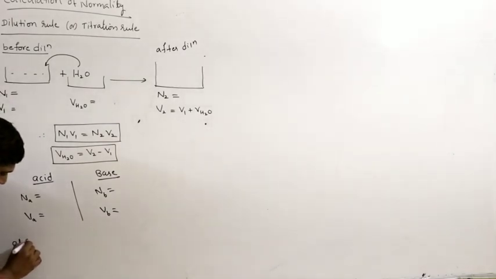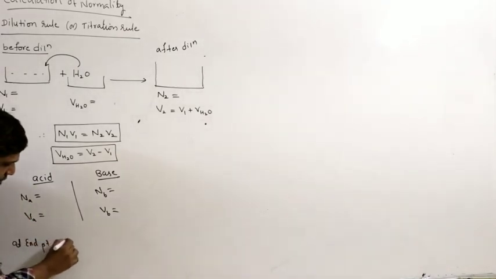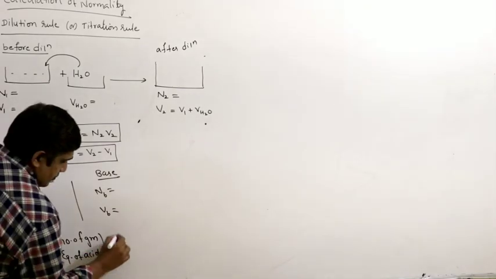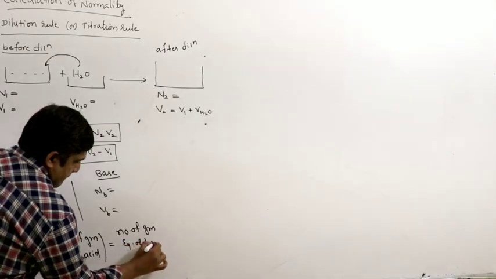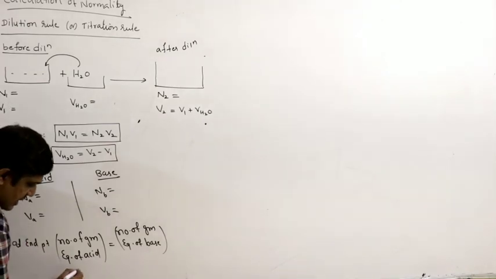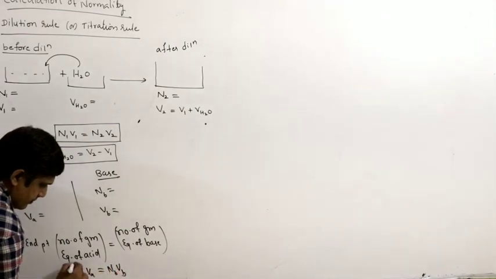So at end point or neutralization point, number of gram equivalents of acid reacted must be equal to... nothing but principle of gram equivalency. Number of gram equivalents of acid reacted must be equal to number of gram equivalents of base. How do you find number of gram equivalents if normality and volume is given? Na Va must be equal to Nb Vb.